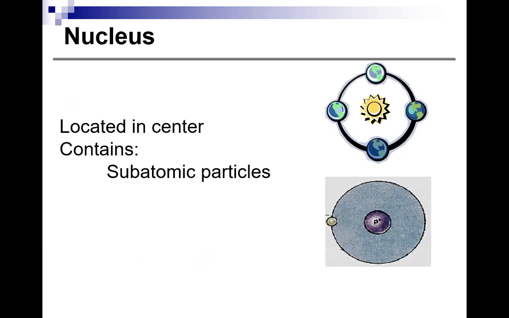So the nucleus is kind of like the nucleus in a cell. It's located in the center. It contains subatomic particles, and those subatomic particles are protons and neutrons. So you're going to find protons and neutrons in that nucleus. Here they're showing an atom of hydrogen. It just has one proton and, in this case, no neutrons. If you had tritium and deuterium, then we would start putting neutrons in there. But right here, we're just showing one proton in that nucleus.